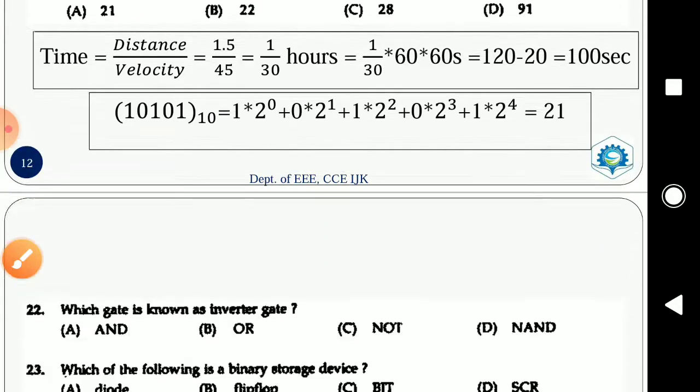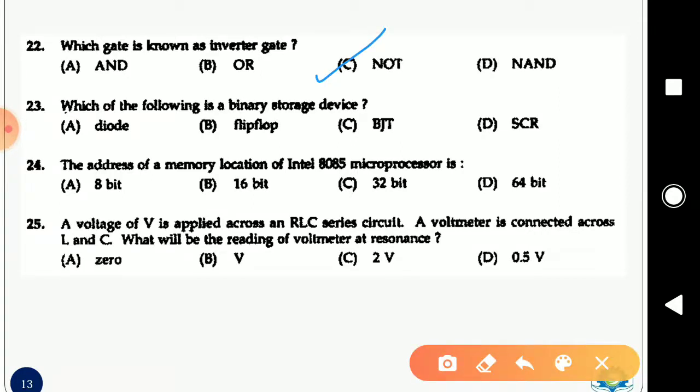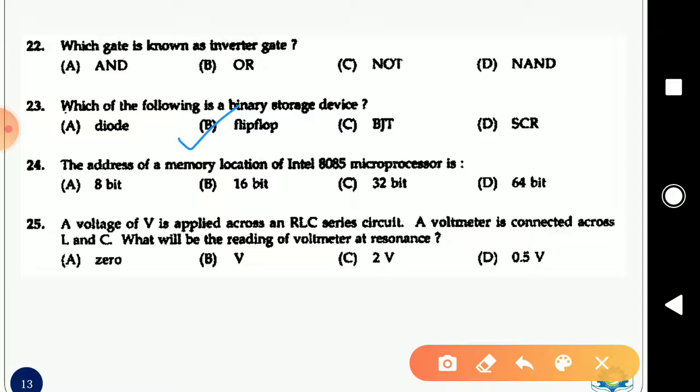Moving on to question number 22, which gate is known as the inverter gate? The answer is option C, the NOT gate. Whichever input you get, it will be inverted. If you are giving 0, it will be 1. If you are giving 1, it will be 0. Question 23, which of the following is a binary storage device? If you are looking at the options diode, BJT and SCR, that is A, C and D, all of these are just semiconductor devices. The only binary storage device over here is a flip-flop, that is option B.